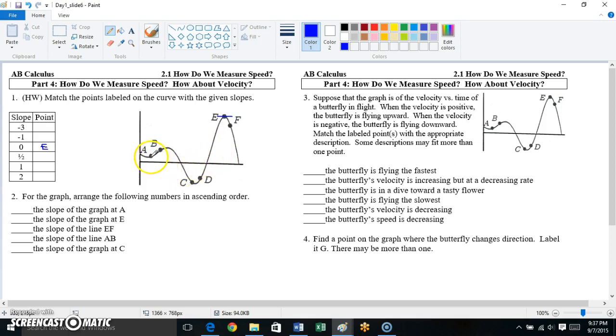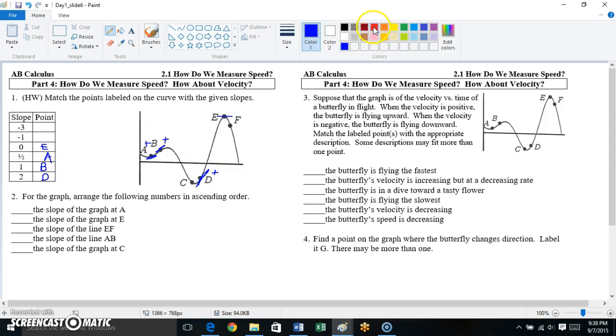Now at A, it doesn't look like it's at 0, but it looks pretty small, and positive. B is still positive, but it looks bigger than A. Where else do we have positive slopes? So A and B have positive slopes. D would also have a positive slope. So let's think about those 3 points because they're all positive. I have 3 positive values here. I'm going to put A with 1/2, and B with 1, and D with positive 2.